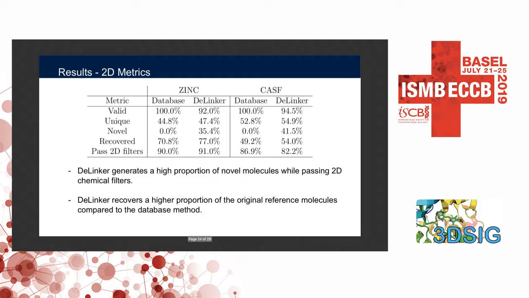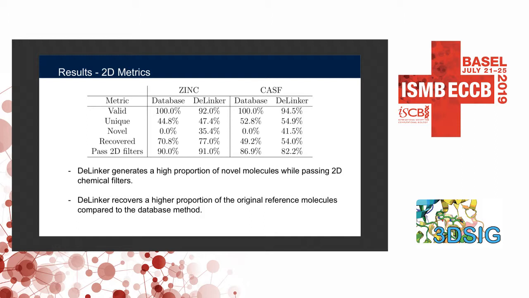And so what we see when we compare on both a subset of our training set that we've held out for some validation and this test set that I've described is that our method, DeLinker, generates a high proportion of novel molecules while a lot of them pass 2D chemical filters. And actually, we recover more of the original molecules than the database solution does. So after this, we kind of feel like, okay, right, our system's generating sensible things.